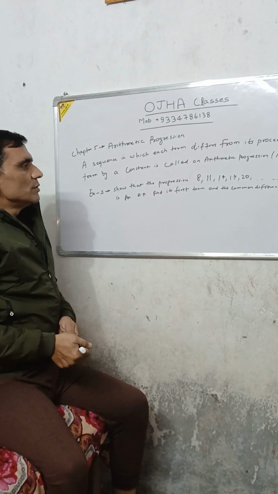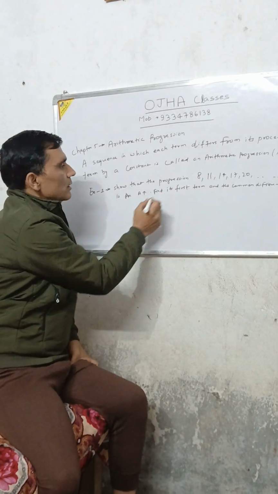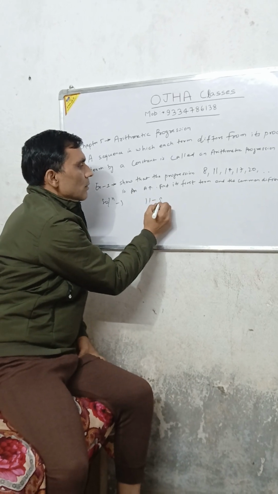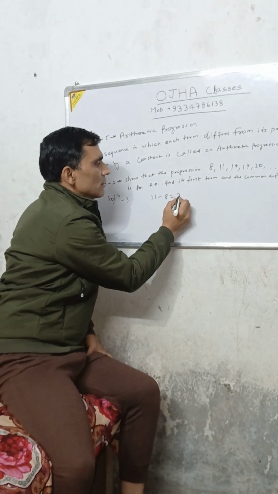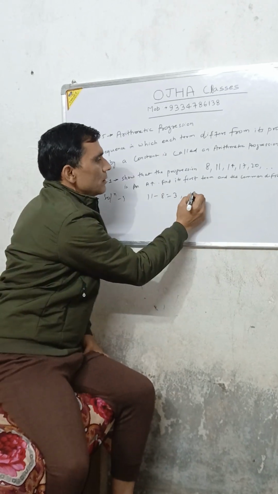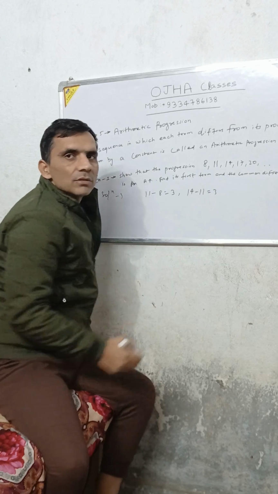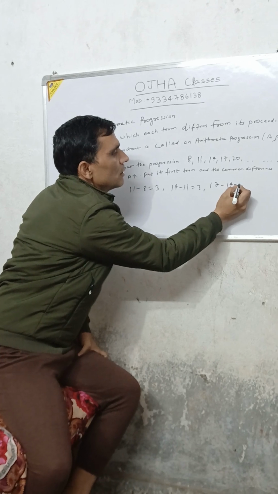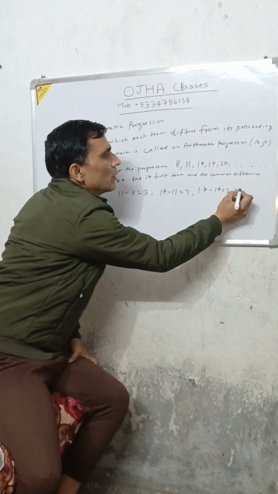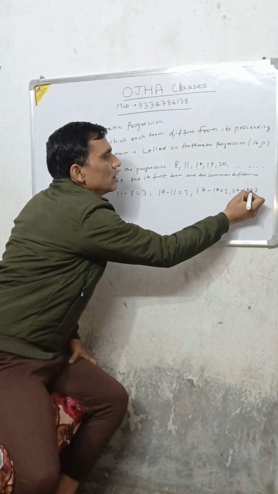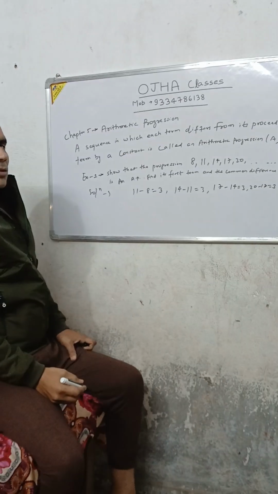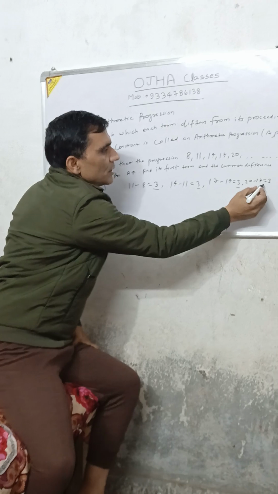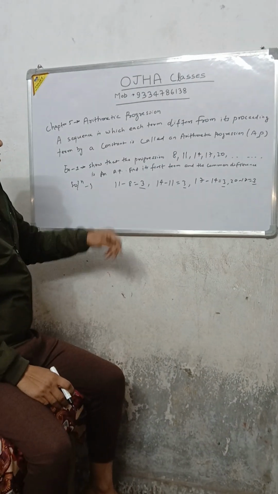In this example, you see that here 11 minus 8, that is 3. Also 14 minus 11 is equal to 3, and here 17 minus 14 is equal to 3, and 20 minus 17 is equal to 3. So we can see that 3 is the constant term by which each term differs from its preceding term.